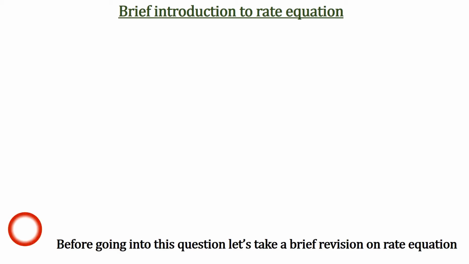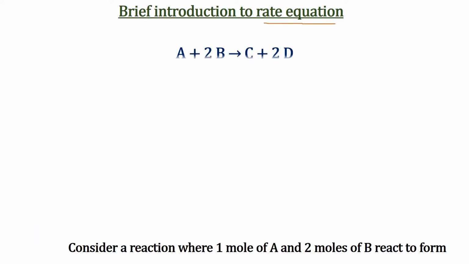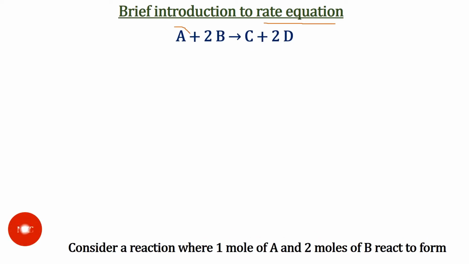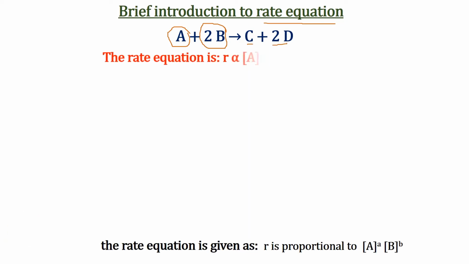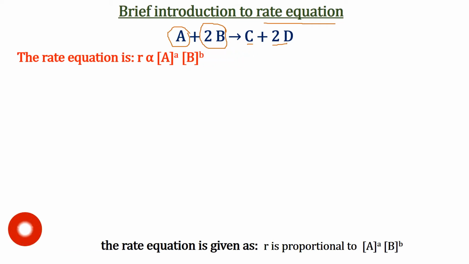Before going into this question, let's take a brief revision on rate equation. Consider a reaction where 1 mole of A and 2 moles of B react to form 1 mole of C and 2 moles of D. The rate equation for this reaction is given as R is directly proportional to the concentration of A to the power small a into concentration of B to the power small b.